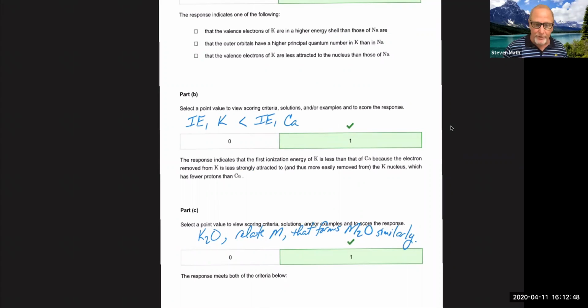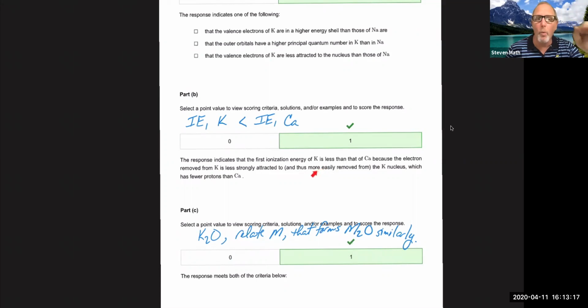And the response indicates the first ionization energy of potassium is less than that because the electron removed from K is less strongly attracted. We can't say shielding effect in this case. We can just say it's more easily removed. Notice they didn't just say K has a lower ionization energy, therefore it's easier to remove. They've already told you that it's a lower ionization energy.